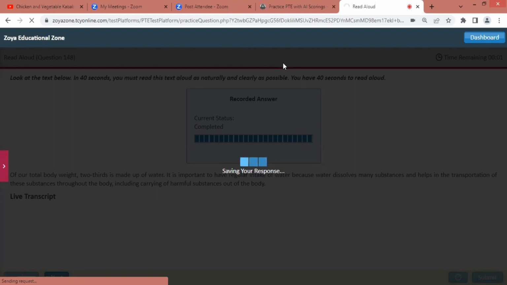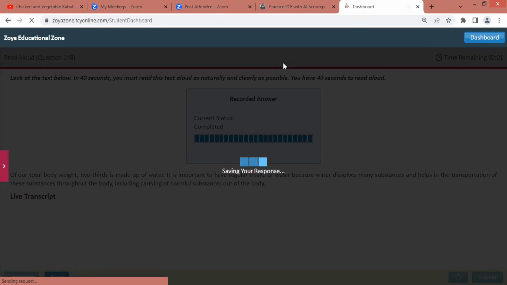The next question in our test is Read Aloud. Oh, sorry, Repeat Sentence. Repeat Sentence will contribute a lot in the speaking as well as in the listening module. So we need to be more careful while doing our Repeat Sentence, because we are also performing our listening module. So we need to be careful about speaking as well as about achieving a better score in the listening module.